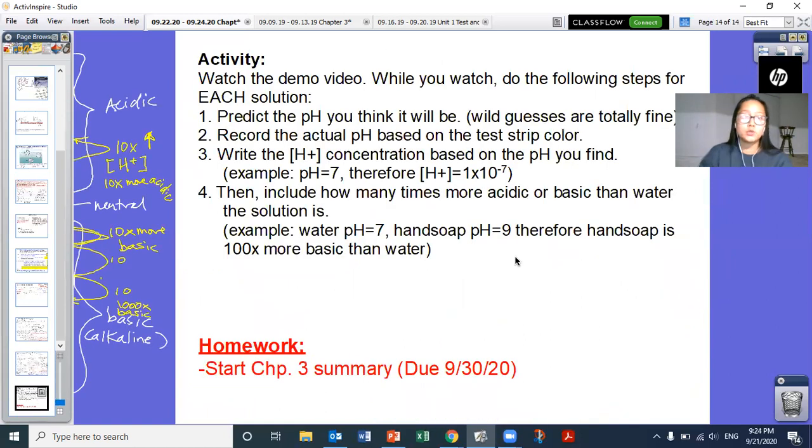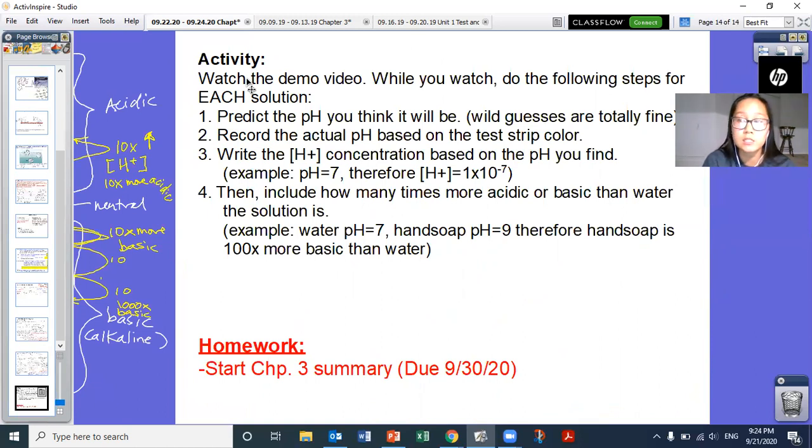So you guys are going to watch a demo video in one of the following posts on Google Classroom. And while you watch the demo, do the following steps for every single solution. We're testing probably around like 8 or 9 solutions that I'm going to be showing and testing for you. And you're going to be making visual observations and then calculations based off of those.